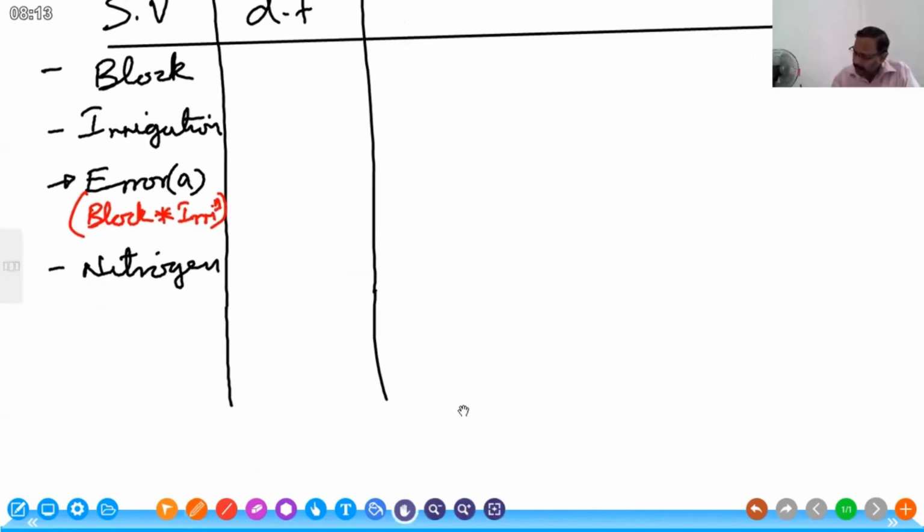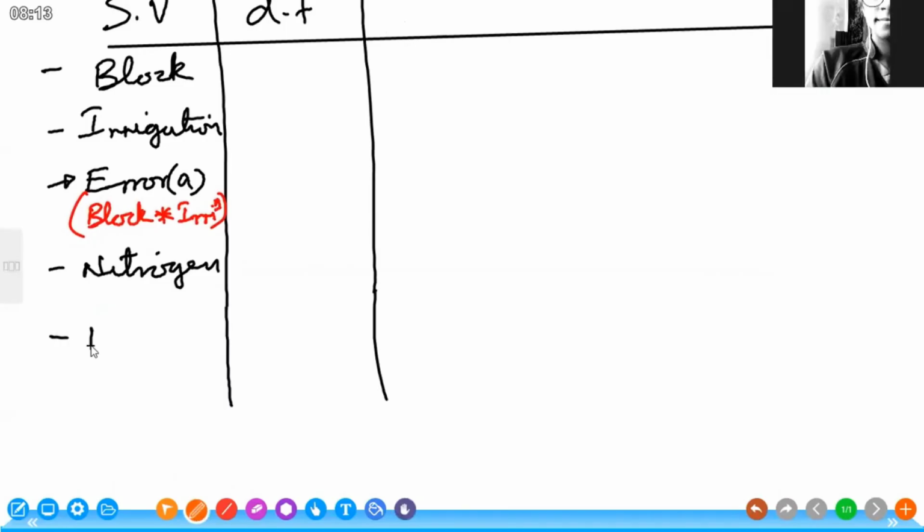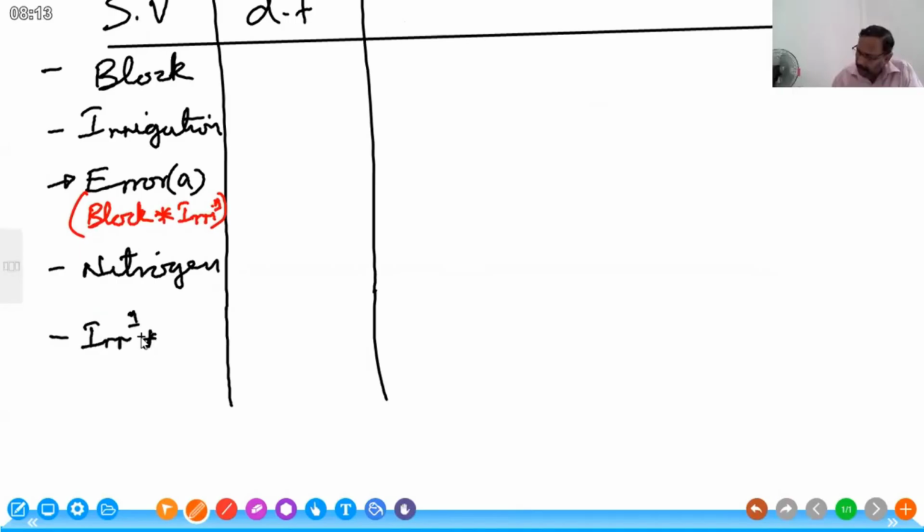AB. Interaction between irrigation and nitrogen fertilizer. Interaction between irrigation and nitrogen. Right. So that is another component.